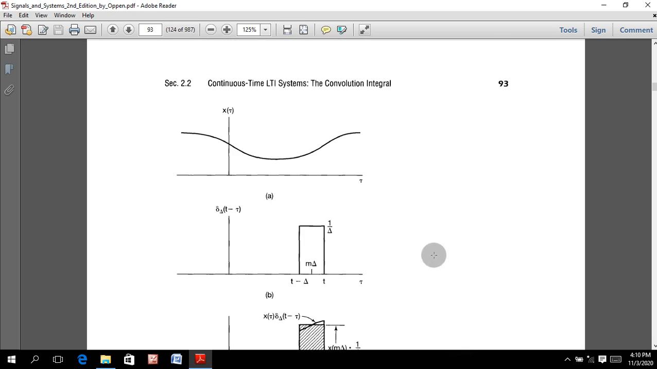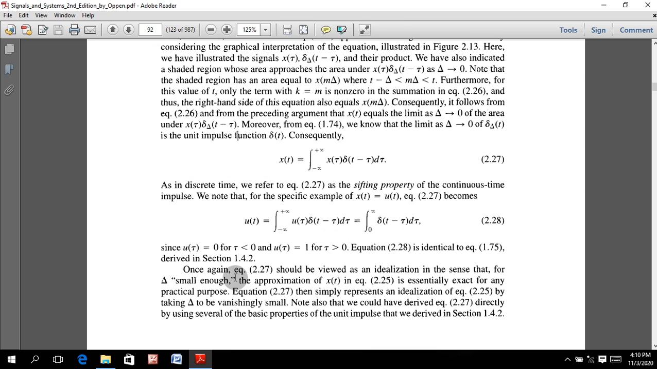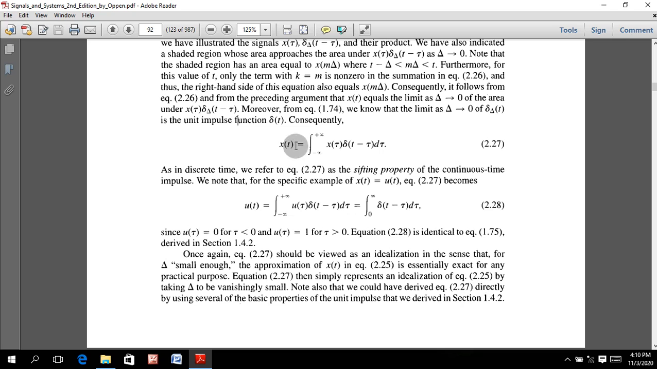So from equation 2.27, what we have understood is that this equation should be viewed as an idealization, in the sense that for del small enough, the approximation of x of t in equation 2.25 is essentially exact for practical purposes. Equation 2.27 then simply represents an idealization of 2.25 by taking del to be vanishingly small. Note also that we could have derived equation 2.27 directly by using several of the basic properties of the unit impulse that we derived in section 1.